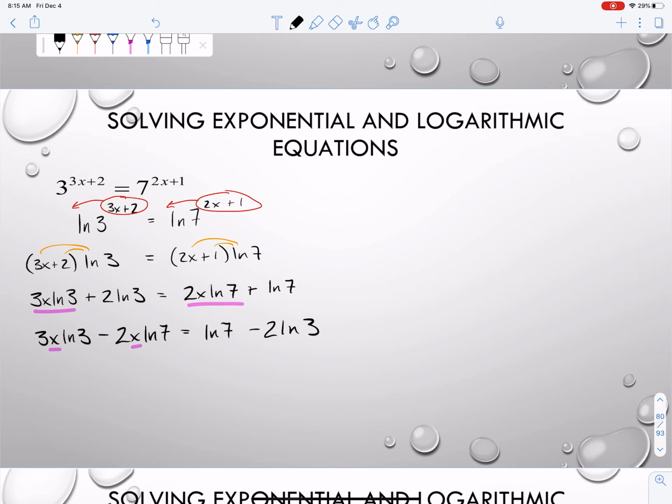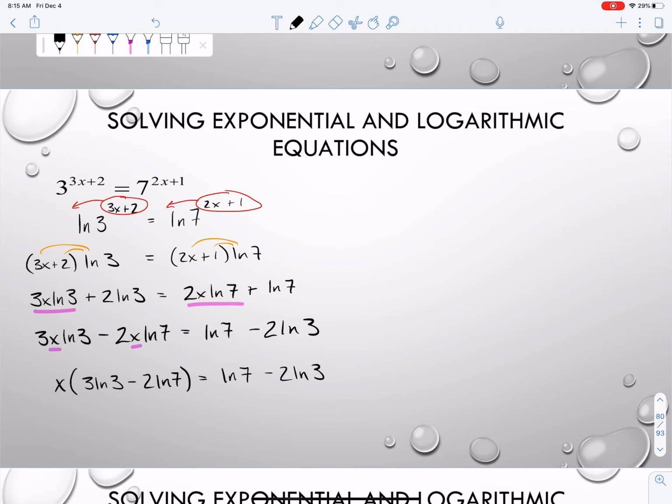X is the greatest common factor. I want to factor it out on the left, okay? Because I can't combine like terms. The only thing I can do here is a GCF. So when I pull that GCF out, we're going to have x times 3 natural log of 3 minus 2 natural log of 7 equal to natural log of 7 minus 2 natural log of 3.